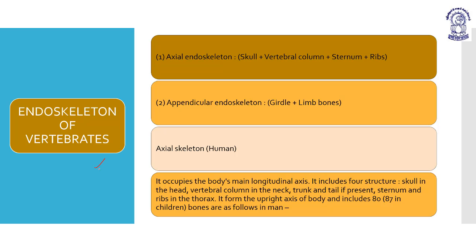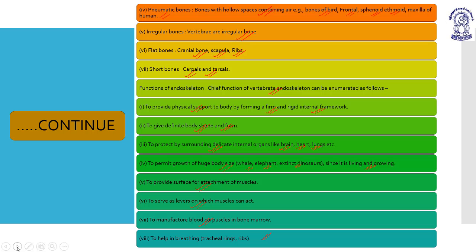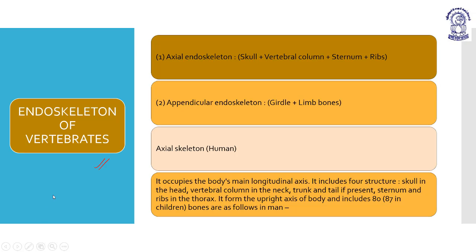Now, the endoskeleton of vertebrates. On the basis of the position of skeletal structures in the body, the endoskeleton is divided into two parts. First is axial, second is appendicular.